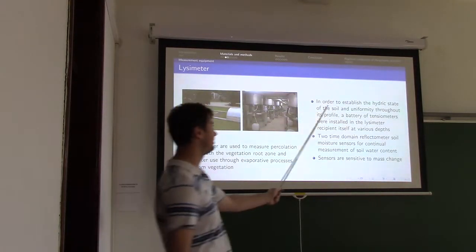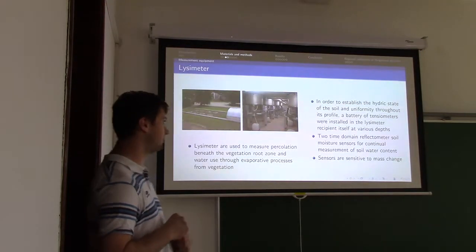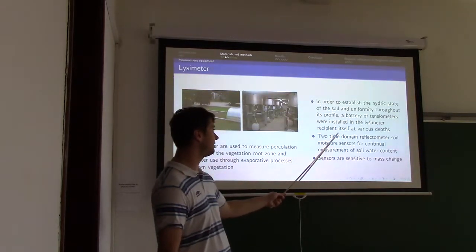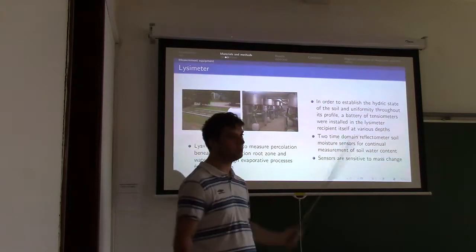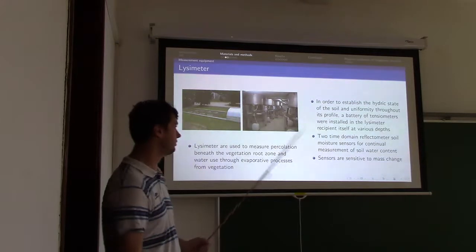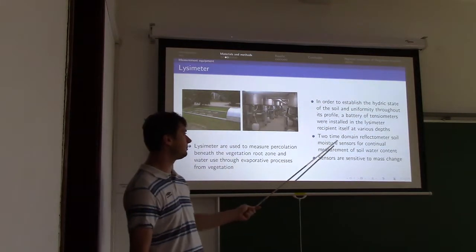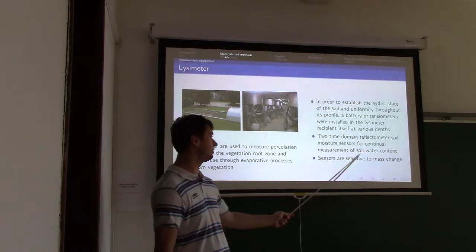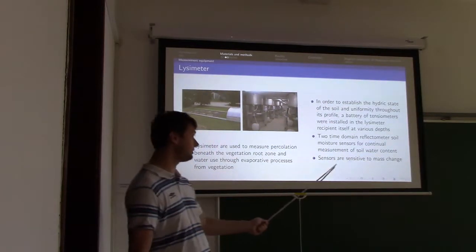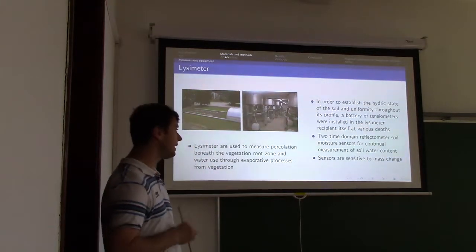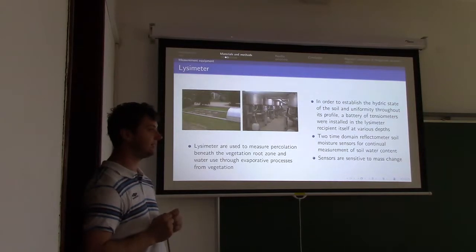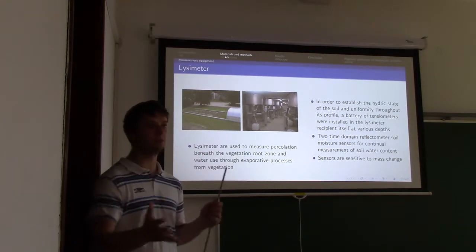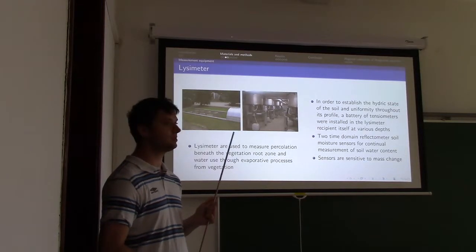In order to establish the hydric state of the soil and uniformity through its profile, a battery of tensiometers were installed in the lysimeter's recipient itself at various depths. Tensiometers are also an instrument that agronomists use for that case. Two time-domain reflectometer soil moisture sensors were used for calculation of soil water content. The sensors are sensitive to mass change, as I said, they are very precise. Because of that, a lot of care is needed when moving data from measurements, because even moving can be a source of mistakes.